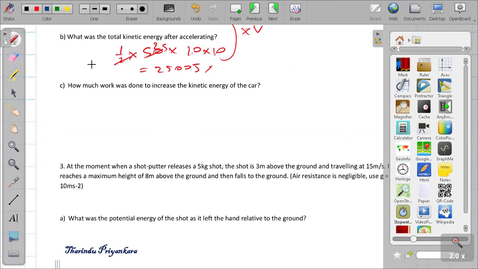How much work is done to increase the kinetic energy of the car? Delta E equals 2500 minus 625. That is 1875 joules. Very simple.